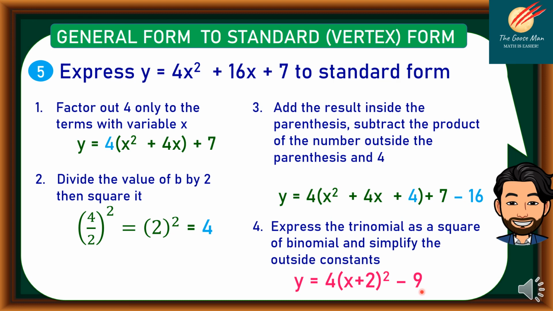Therefore, this is the standard form of 4x squared plus 16x plus 7. This is now the same as 4 times the expression (x plus 2) squared minus 9.